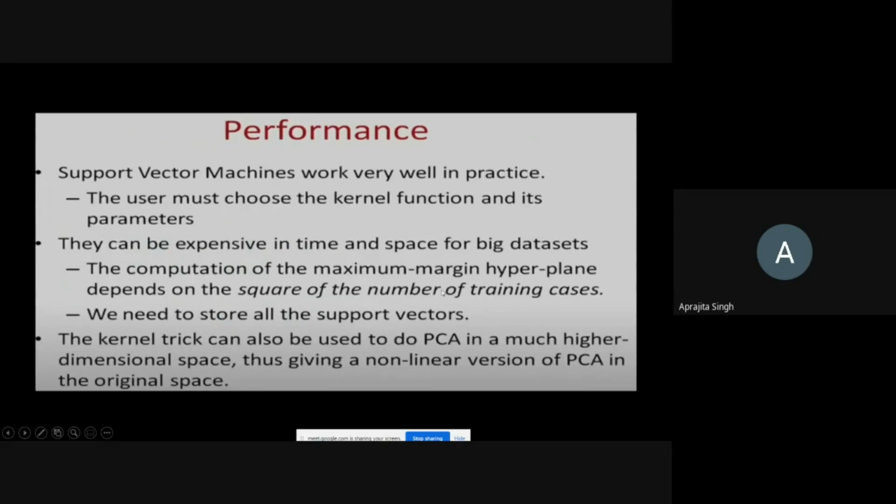Okay. So, support vector machines work well in practice. The user must choose a kernel function and its parameters well. They can be expensive in time and space for big data sets. The computation of a maximum margin hyperplane depends upon the square of the number of training cases. We need to store all the support vectors, so it can become quite expensive in time and space. The kernel trick can be used even in PCA, which we have not studied. We'll study it later. In PCA in much higher dimensional space, thus giving a non-linear version of PCA in original space. So this is where it is being used.